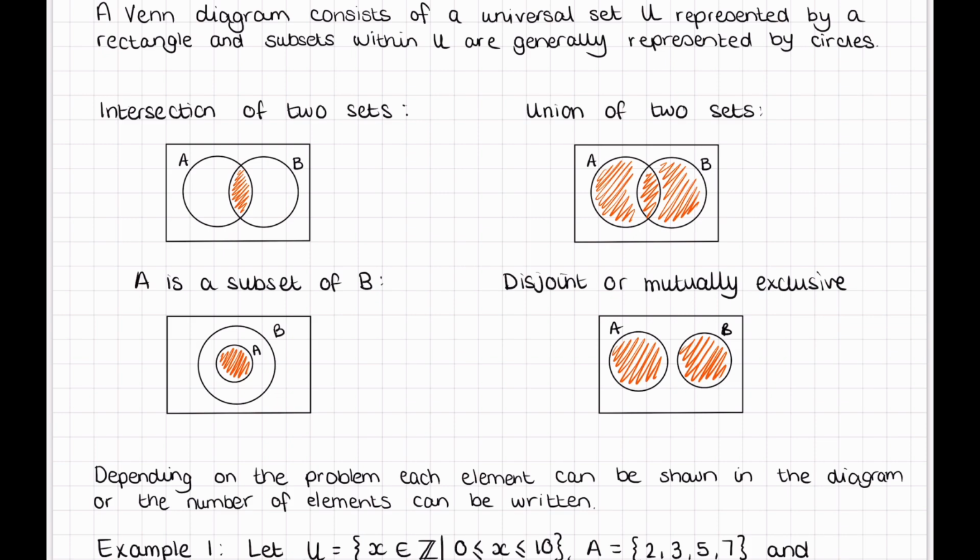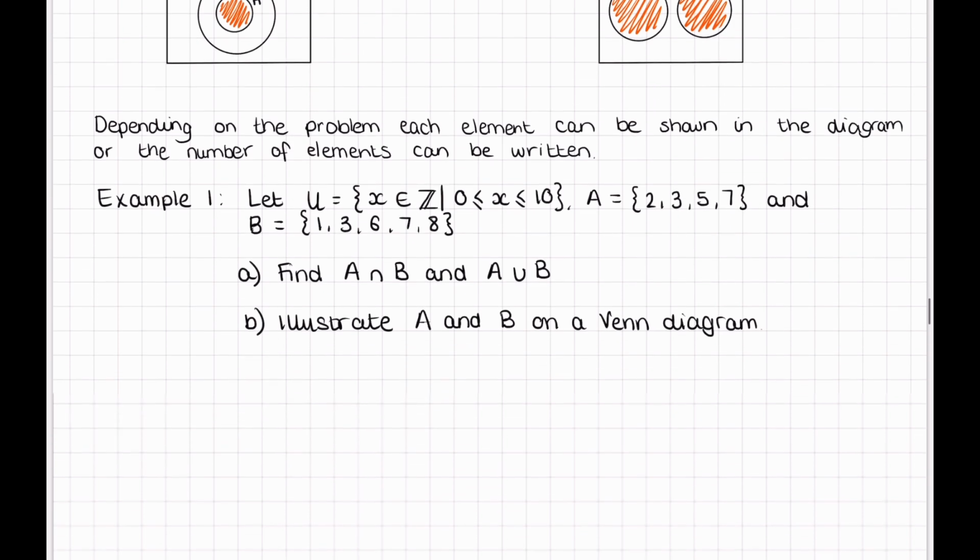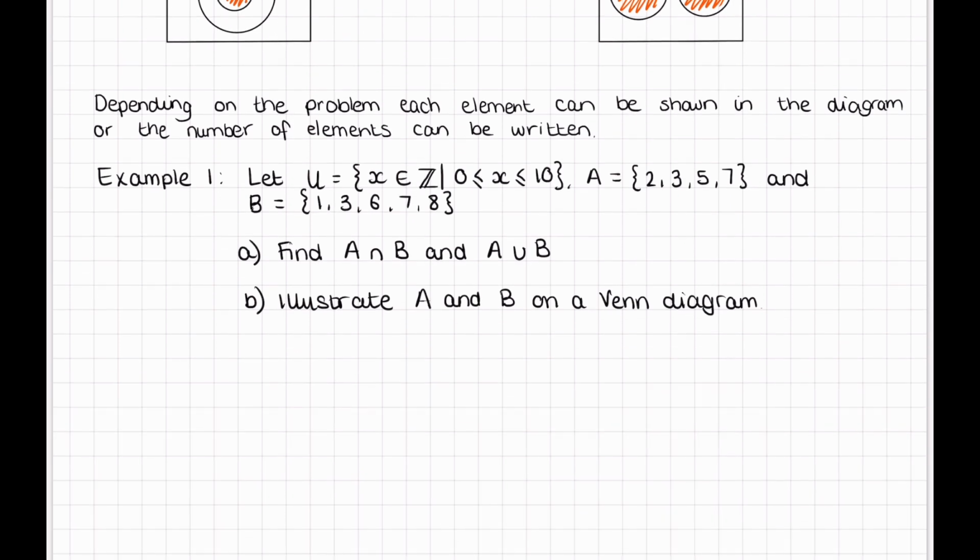Now, depending on the problem, each element can also be shown in a diagram, or the number of elements can be written, and through different examples, we'll see what I mean by that. So first example, let the universal set be this. Now think back to the interval notation. This means that x is an element of the integers such that x is between 0 and 10, including both. Then we also have set A, which is 2, 3, 5, 7, and set B, which is 1, 3, 6, 7, 8. Firstly, we're going to find the intersection and the union of these two sets. Then we're going to put it all on a Venn diagram.